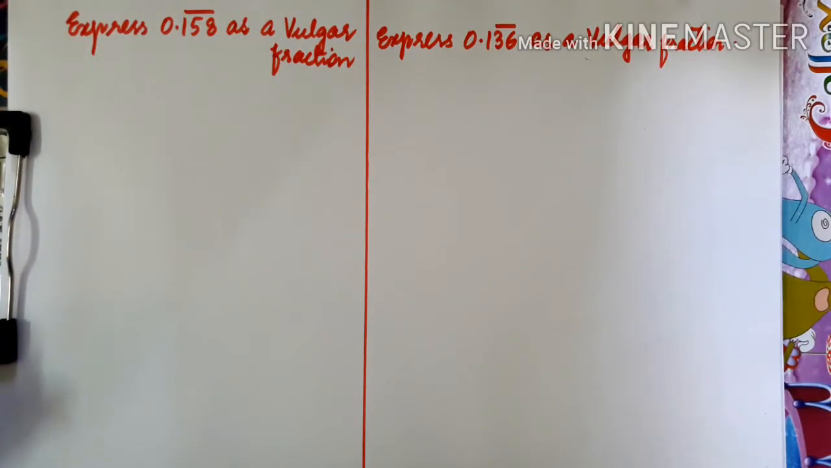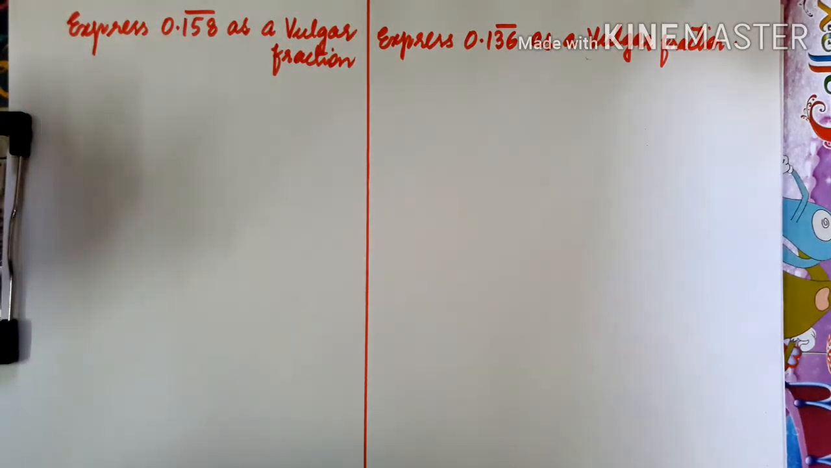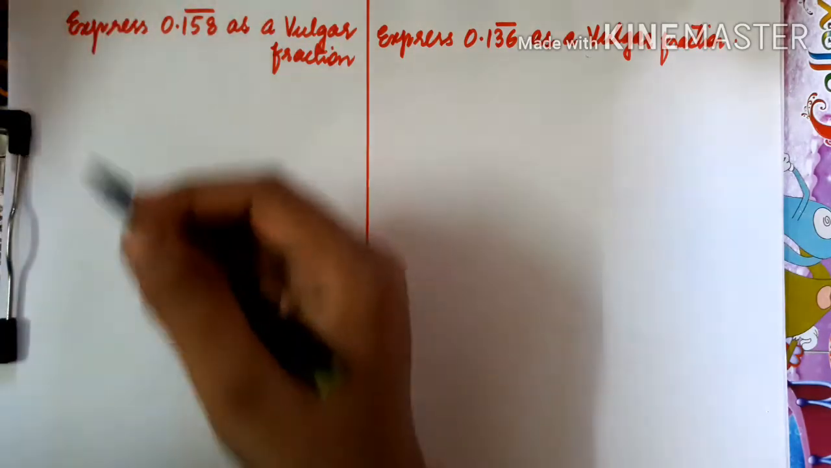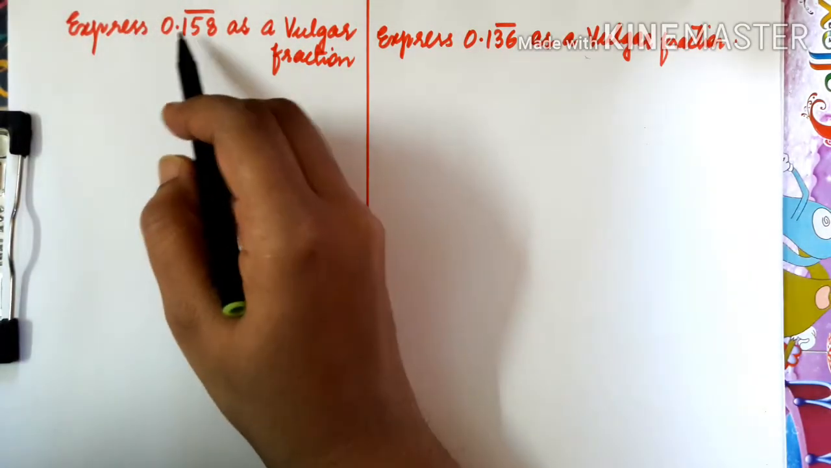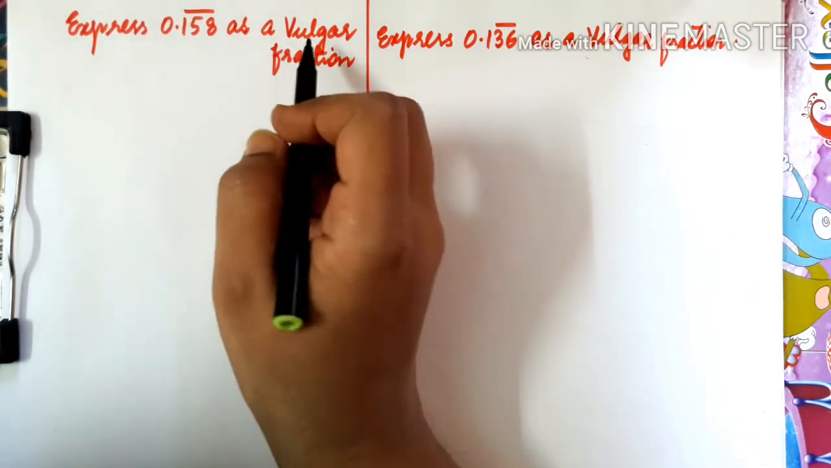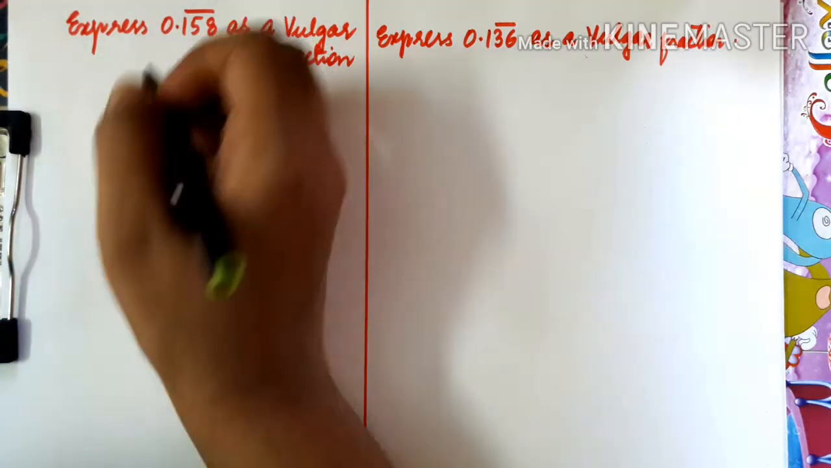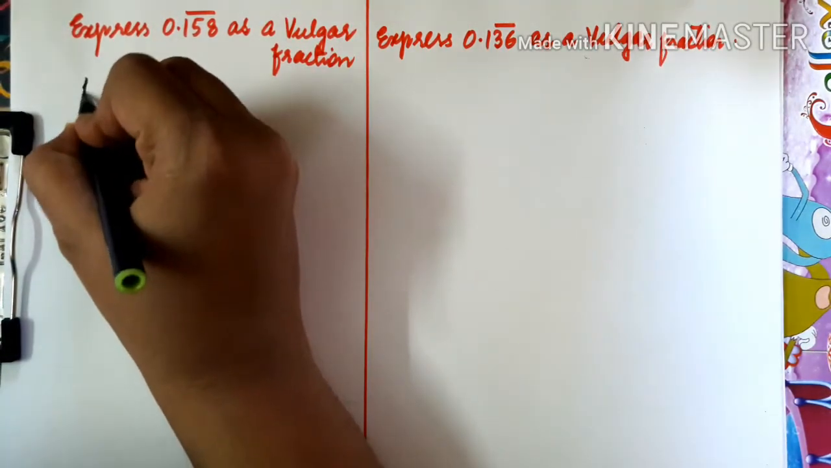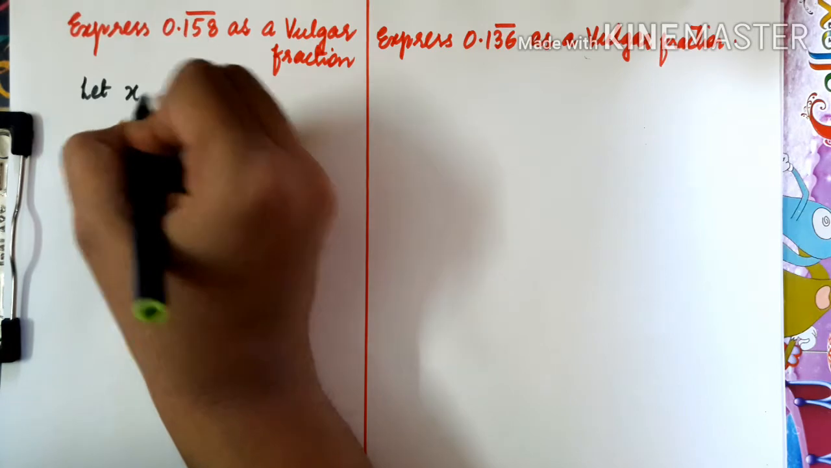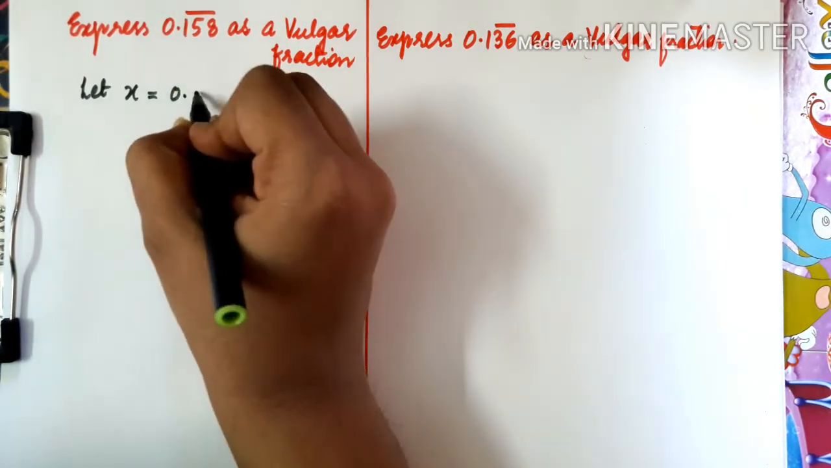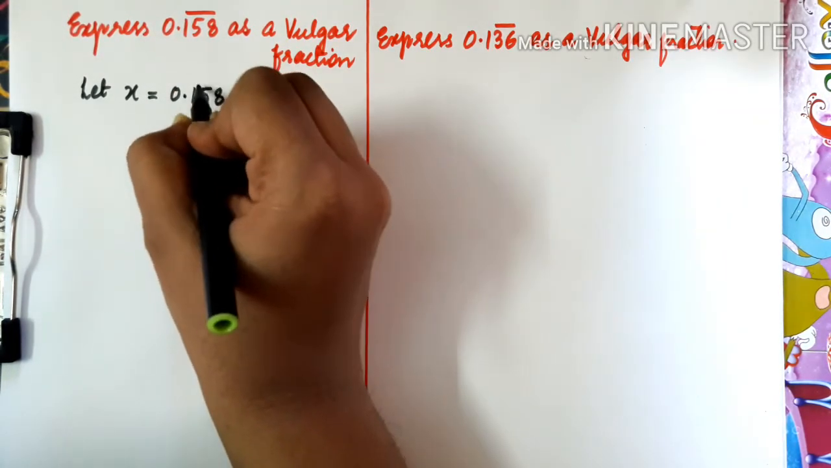Hello children. In this class we'll learn how to express a recurring decimal as a vulgar fraction. Here we have a question: express 0.158 (with a bar) as a vulgar fraction. The first step is, let us take x as the given decimal, that is 0.158.